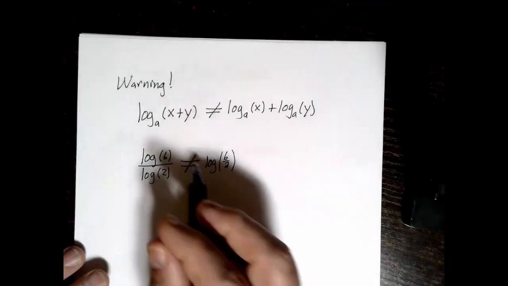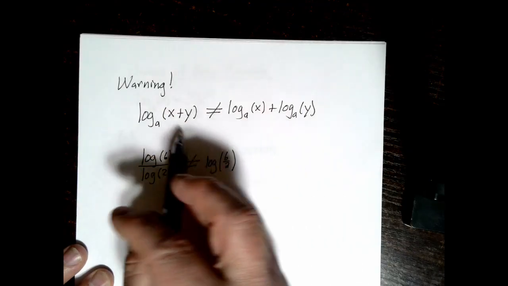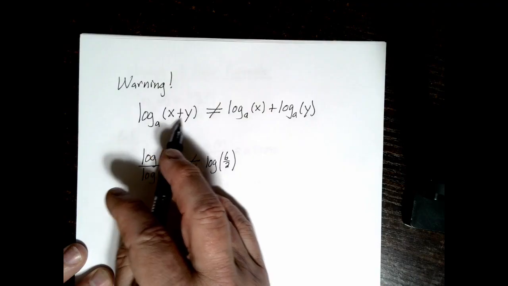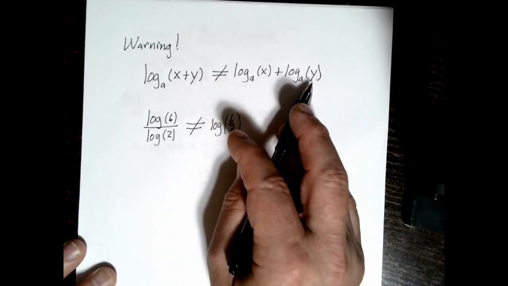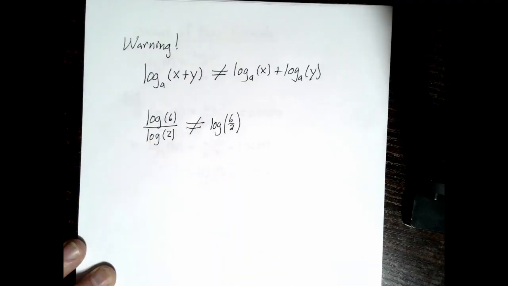Now remember, we said log of multiplication equals the addition of the logs. We did not say log of x plus y equals log of x plus log of y. That is not true. And log 6 over log 2 does not equal log of 6 over 2. No.